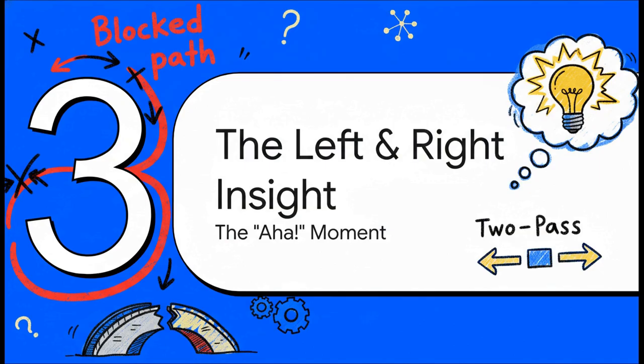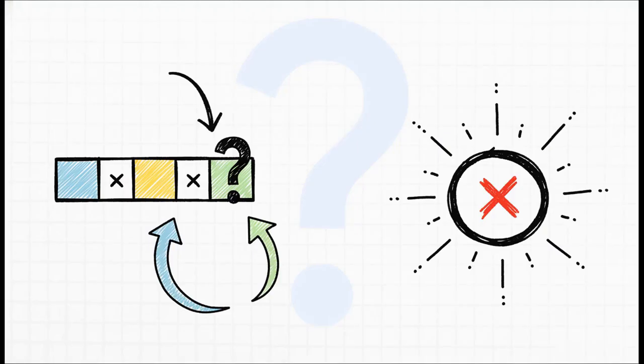And that means we need a totally different way to think about this. We have to reconsider what the product of everything else actually means. And this right here is where the light bulb goes off. Okay, let's try to look at this from a different angle. Instead of thinking about the total product of the whole array, let's just focus on one single position. Let's call it index I. What information, if we could get it, would give us the product of everything except the number at I?